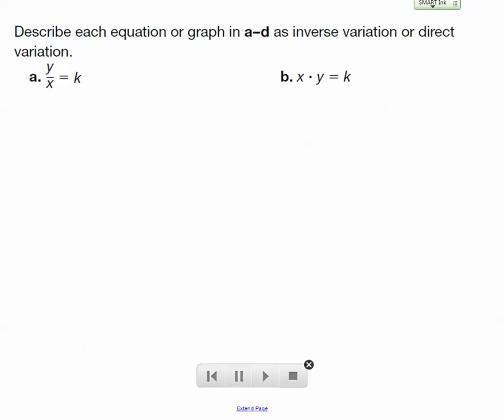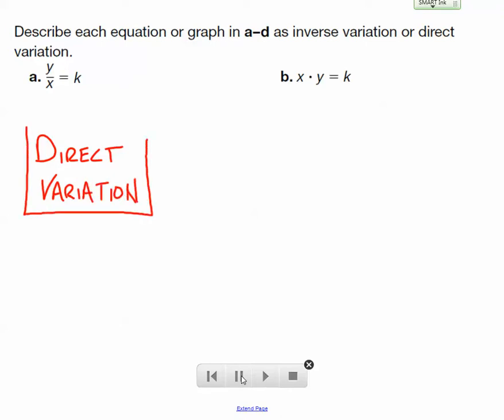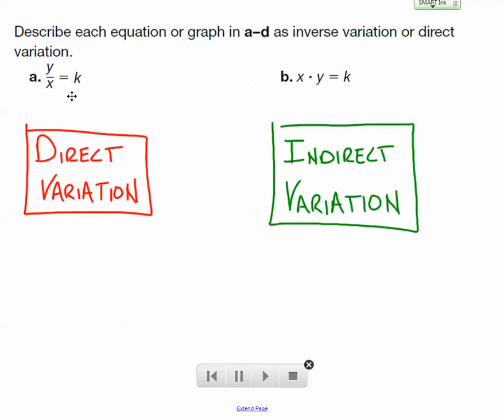Here we go. Describe each equation or graph in examples A through D as inverse variation or direct variation. Okay. A is direct variation, just quite simply. That's the model I just gave you on the previous page. So if your constant of variation is always y divided by x, then that's direct variation. But if your constant of variation is always x times y, we call this inverse variation. Just a memorization thing, unfortunately. There's no other way to go about this besides just memorizing the fact that this is direct variation and this is inverse variation.